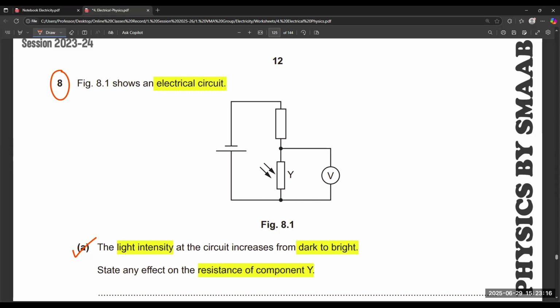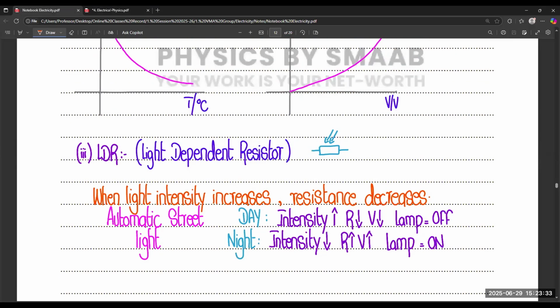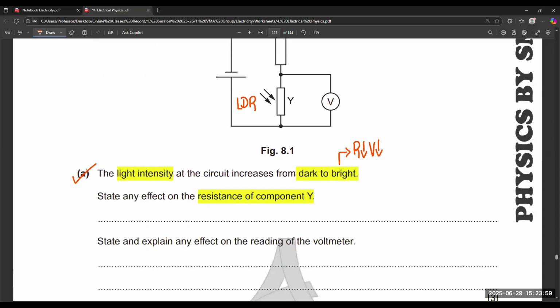The Y component is an LDR basically, because we have light mentioned, a light dependent resistor, LDR. In an LDR you remember that when intensity increases, resistance decreases, inversely proportional. So bright means resistance decreases and voltage also decreases. So the reading on the voltmeter will be less, it will be decreasing. So we can say that resistance decreases.